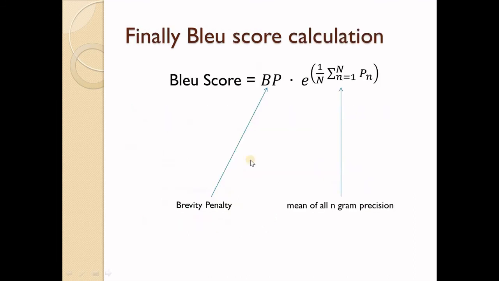Now the final BLEU score will be BP, the penalty that we have, times e to the power 1 by capital N, summation of small n from 1 to capital N of Pn, where capital N denotes how many grams we want, right? So it's just a mean of all n-gram precisions. So let's say if capital N equals 3, then we will do unigram, bigram and trigram, then we'll average, then we'll do e to the power of that, and we'll multiply with BP. So this is how the BLEU score is calculated. Please let me know if you have any problem. Thank you.